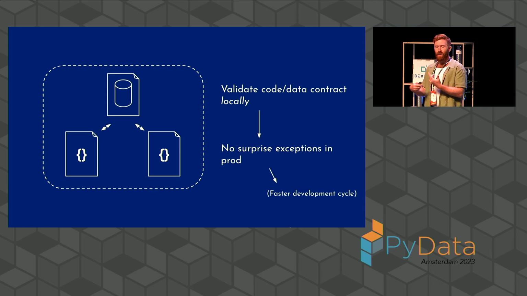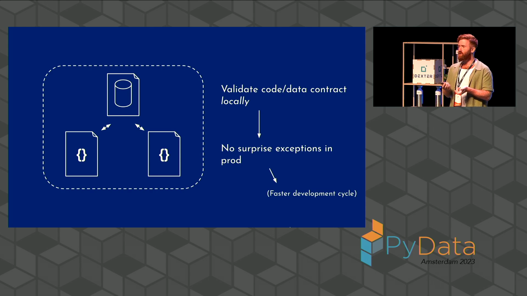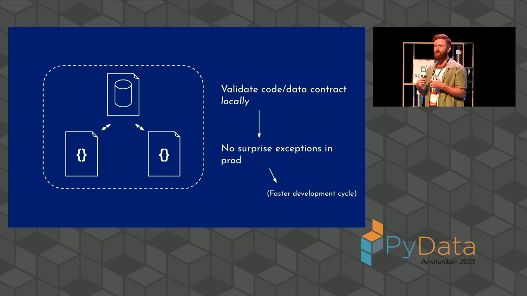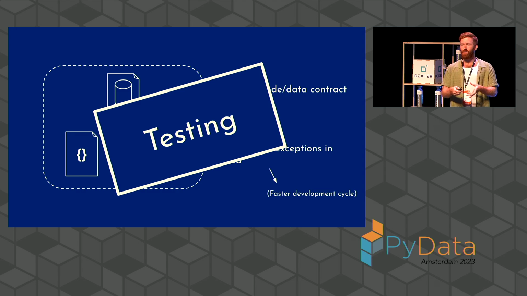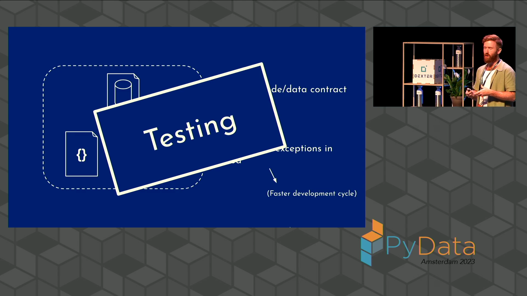Which, at the end of the day, what we really want is a faster development cycle. I make a change, I see if that change worked. I want to wait as little time as possible before I see that happen. And that's a good development experience. The way that we can do this, the way that we can validate the code and data contracts on a local machine is through testing, unit and integration testing.